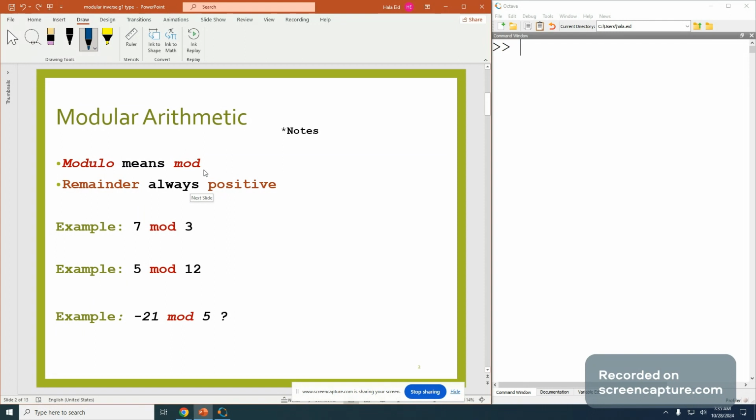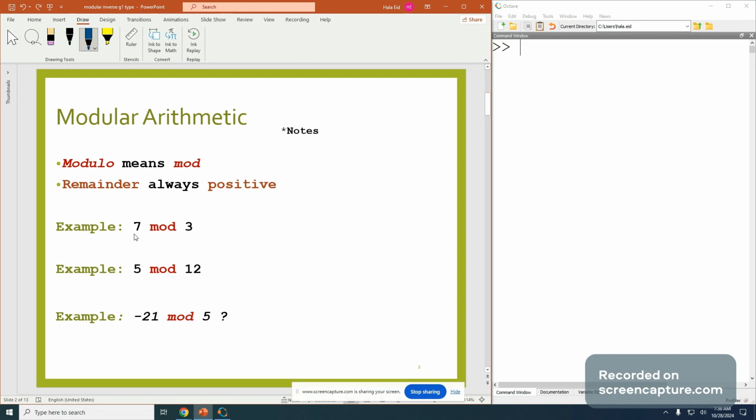So when you divide two numbers, sometimes you have a remainder, which is non-zero. Sometimes the remainder is zero. We should always remember that the remainder or the value of the mod should be a positive value. Let's take a quick revision on what we did last time.